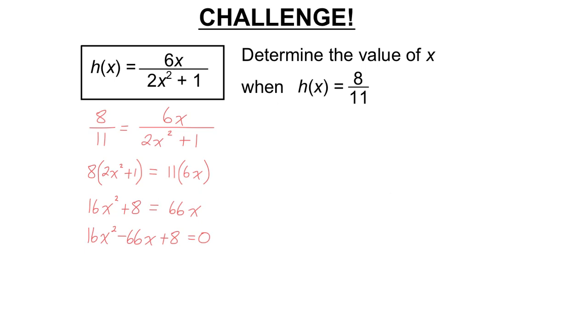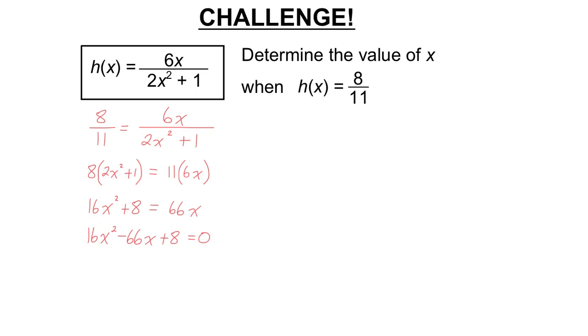Maybe you got this far. You recognize that 8 over 11 is what h of x is, and you recognize that you can eliminate fractions by cross-multiplying. 8 times 2x squared plus 1 equals 11 times 6x. If you expand, you get this, and if you move all your terms to one side, you get an equation equal to 0.